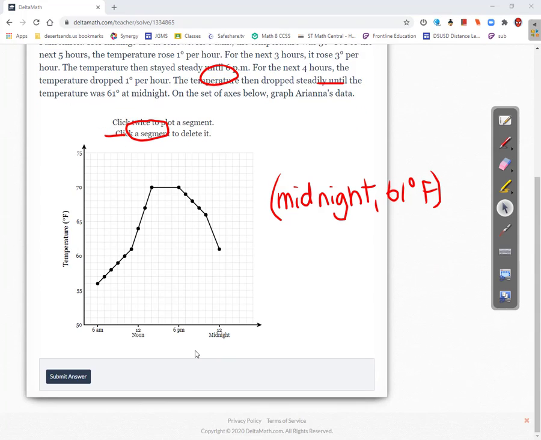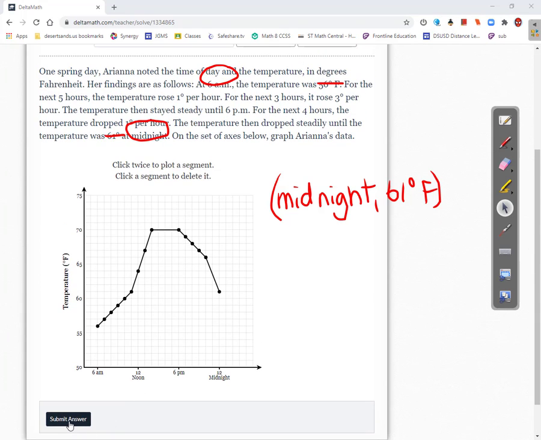Let's scroll down and see what Delta Math says. Green check mark good, red X bad.